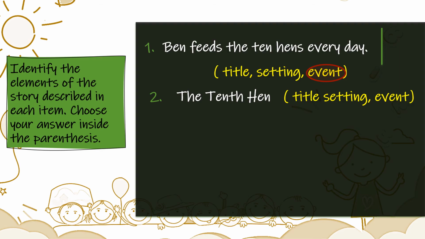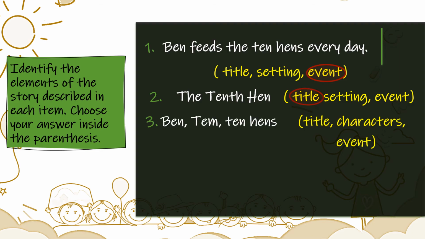10 seconds. 10, 9, 8, 7, 6, 5, 4, 3, 2, 1. What is your answer? Correct. It is the title of the story. Number 3. Ben, Tim, 10 hens. Is it the title, characters, or event?